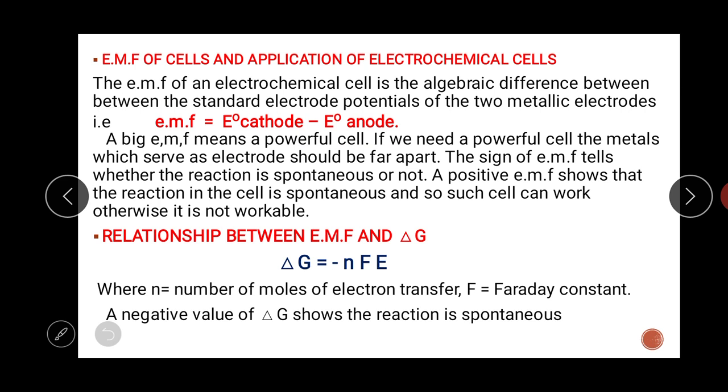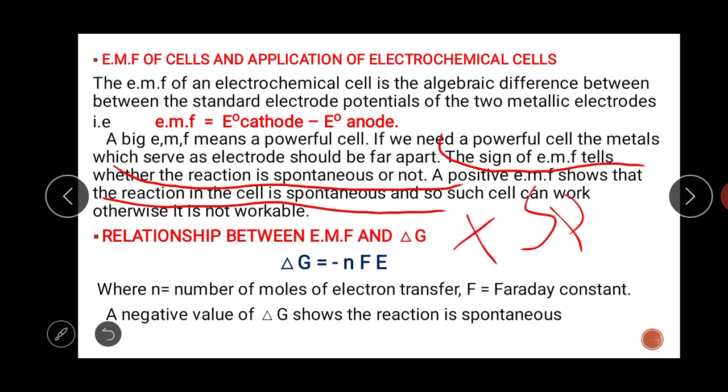Now, that's not even our main concern here. The sign of the EMF tells whether the reaction in the cell is spontaneous or not. A positive EMF means the reaction is spontaneous, and a negative EMF means it is not spontaneous. That's exactly what I want us to understand there. So now, the relationship between EMF and delta G.